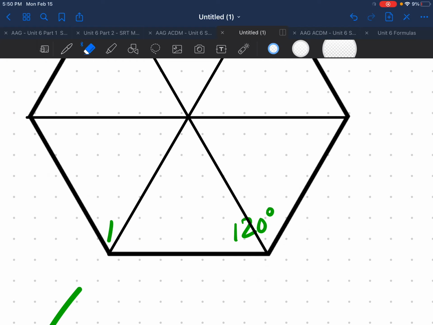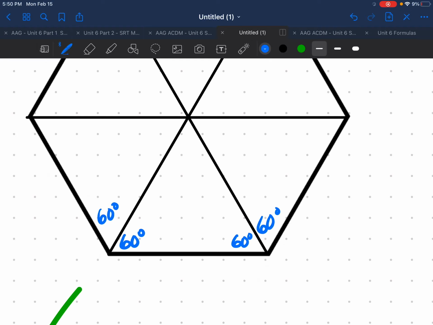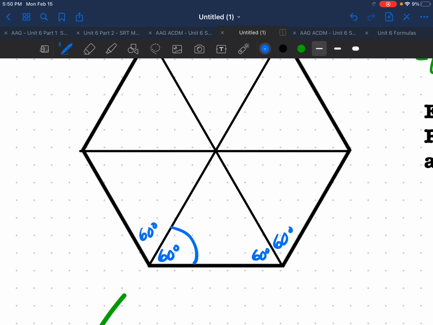Well, think about it. If this was 120 and this is a nice, perfect regular hexagon, then those 120s will be bisected into 60 degrees. 60 here, 60 here, 60 everywhere. So even in the center, I know this is 60 degrees, this is 60 degrees, so that's going to make this 60. Another way of thinking about it: if I go all the way around the center, that forms 360 degrees in a circle. If I divide it into 6 pieces, 360 divided by 6 also gives us 60 degrees.